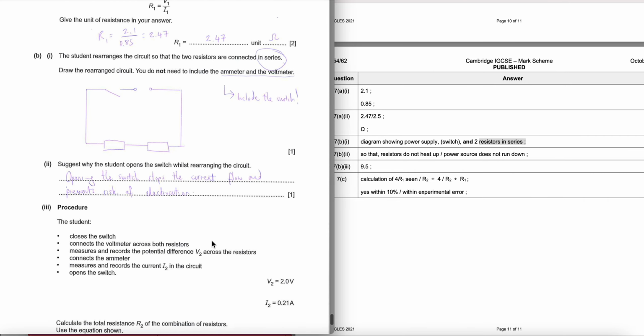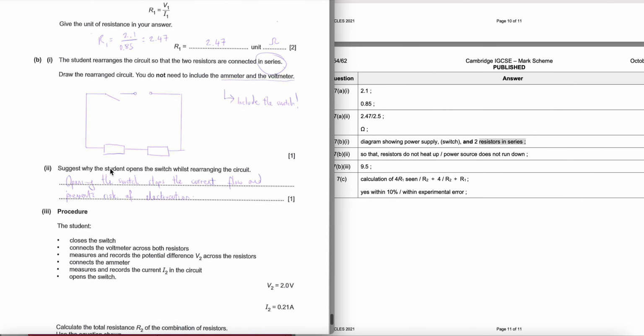Let's have a quick look there. We're asked to suggest why the student opens a switch. In other words, why would you turn off a circuit while you're using it? Again, I would hope this is fairly sensible.